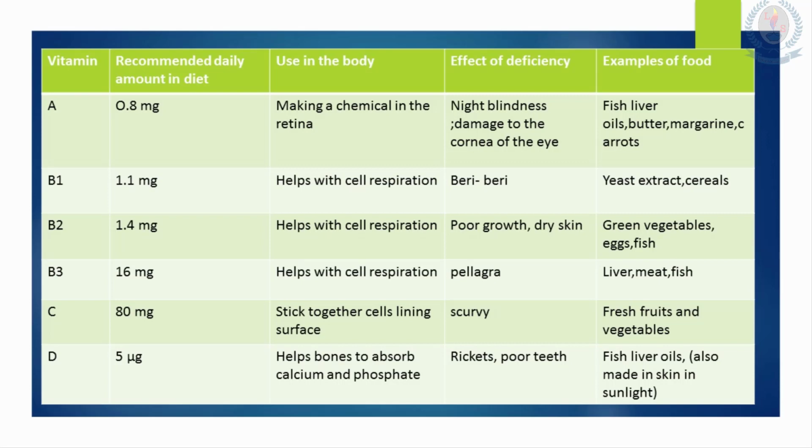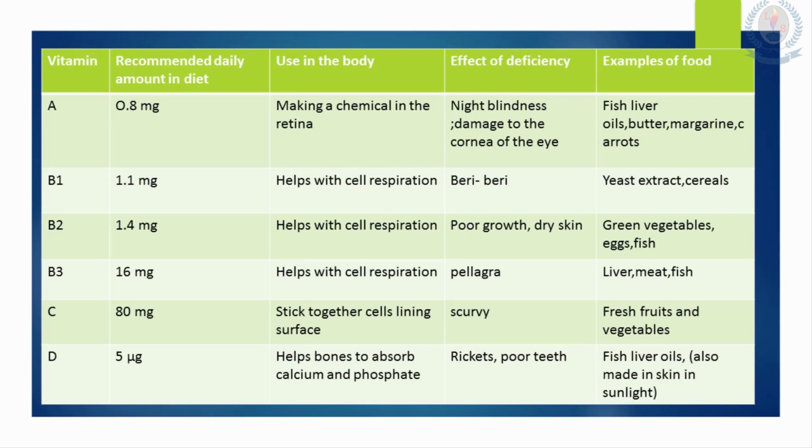Then vitamin B is not a single substance. It's a collection of many different substances called the vitamin B group. It includes vitamin B1, vitamin B2, vitamin B3, and these compounds are involved in the process of cell respiration. Different deficiency diseases can result if any of them are missing from our diet. For example, lack of vitamin B1 results in weakening of muscles. The disease is called beriberi.